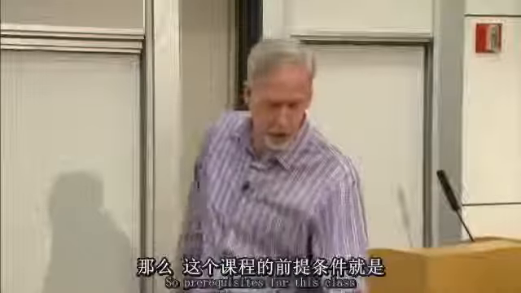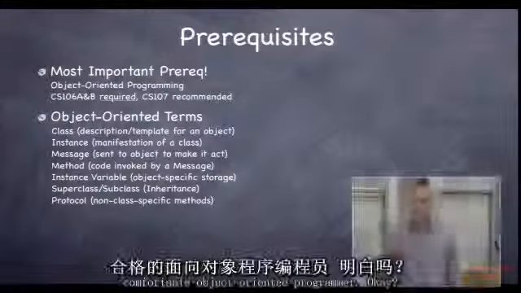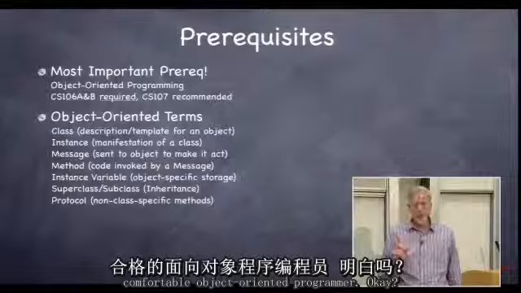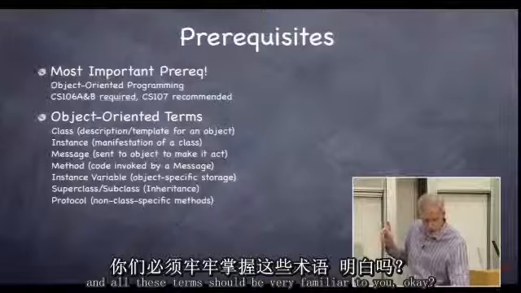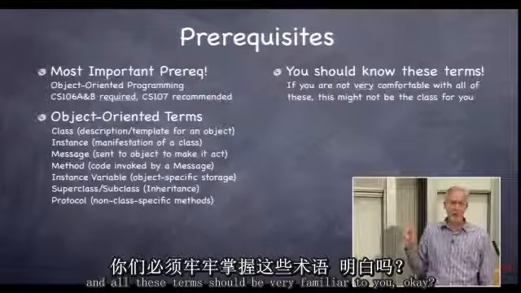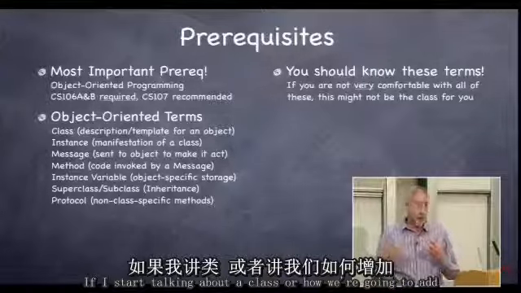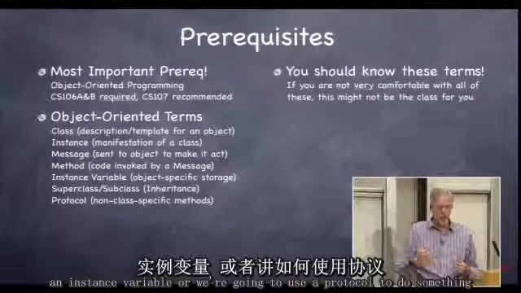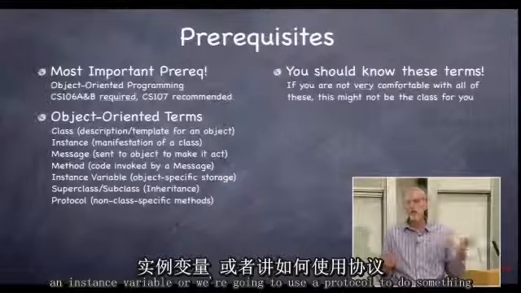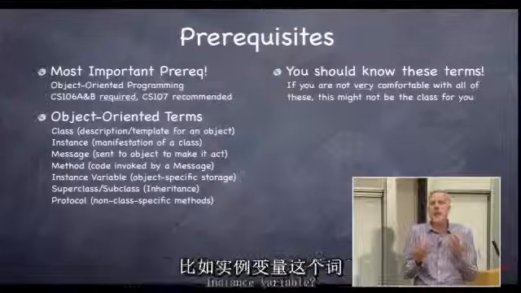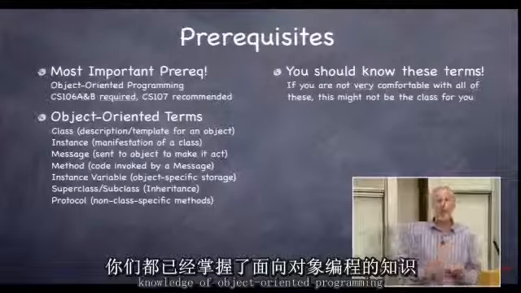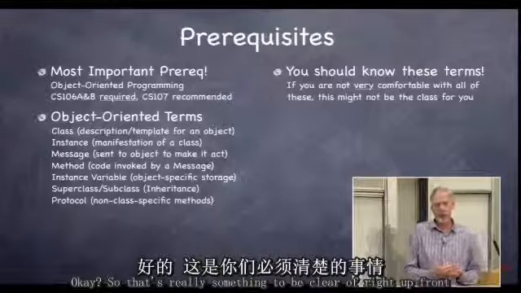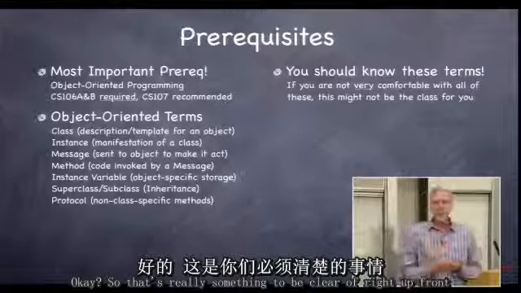Prerequisites. So the most important prerequisite for this class is that you must be a competent, comfortable, object-oriented programmer. Okay? Now, I've put up a bunch of object-oriented terms up here. And all these terms should be very familiar to you, okay? If I start talking about a class or how we're going to add an instance variable or we're going to use a protocol to do something, and you're kind of like, what does that mean? Instance variable? I never heard of that. You're in trouble, okay? Because I'm going to assume knowledge of object-oriented programming, okay? So that's really something to be clear of right up front.